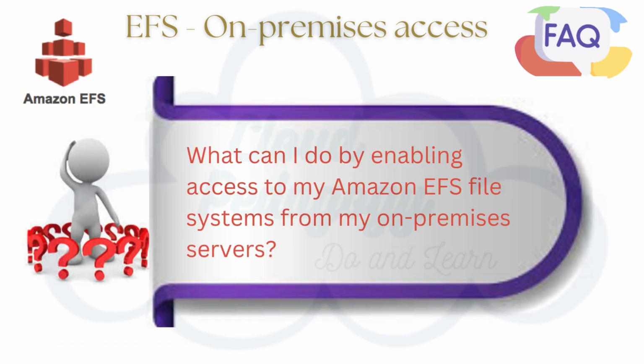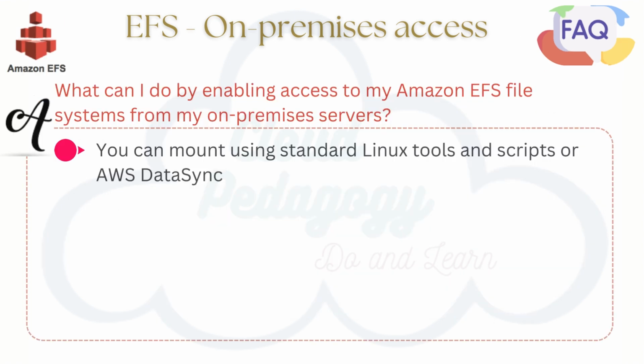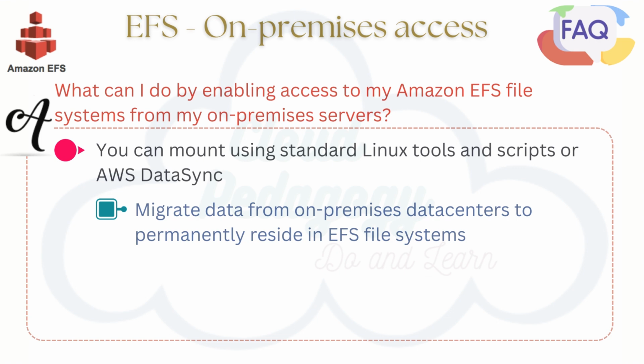Next, what can I do by enabling access to my Amazon EFS file systems from my on-premises servers? You can mount your Amazon EFS file systems on your on-premises servers and move file data to and from Amazon EFS using standard Linux tools and scripts or AWS DataSync. The ability to move file data to and from Amazon EFS file systems allows for three use cases. The first one is you can migrate data from on-premises data centers to permanently reside in EFS file systems.